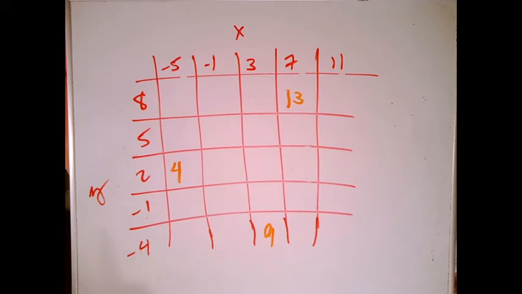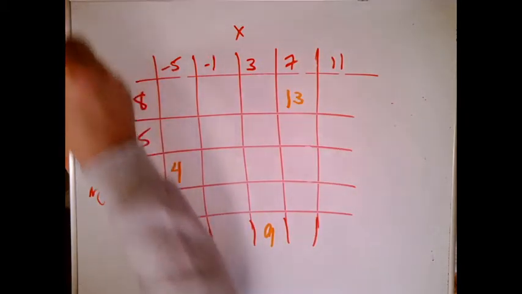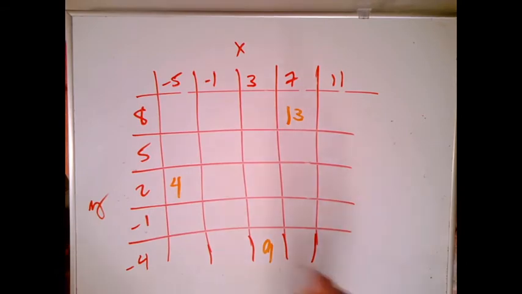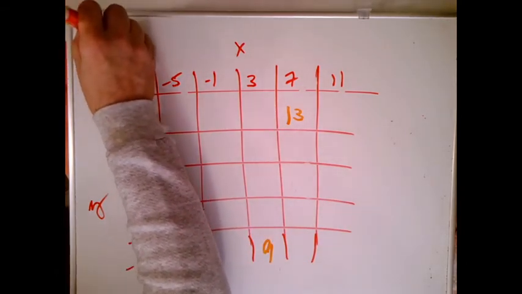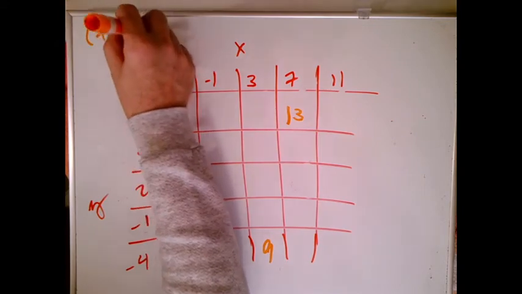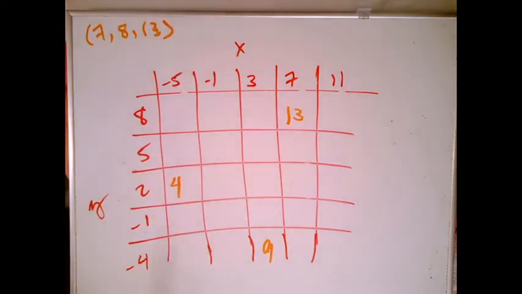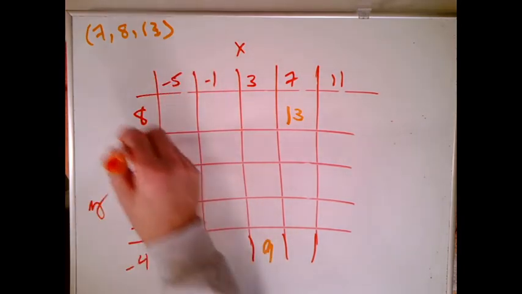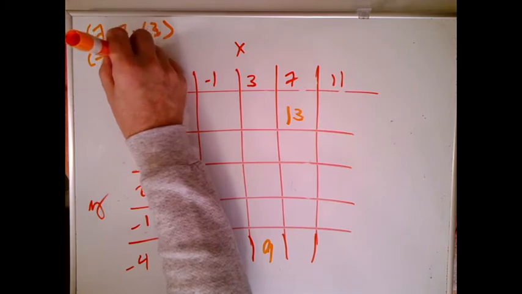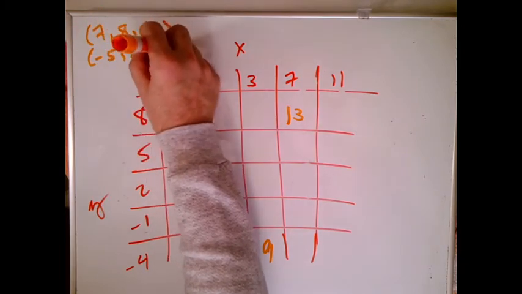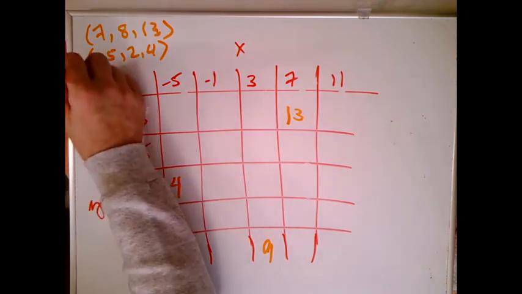Now the first point I have is 7, 8, 13. So let me just put that up here like this. I want to make sure I can see it. Yes, this is 7, 8, 13. The second point I have is -5, 2, 4. The third point I have is 3, -4, 9.